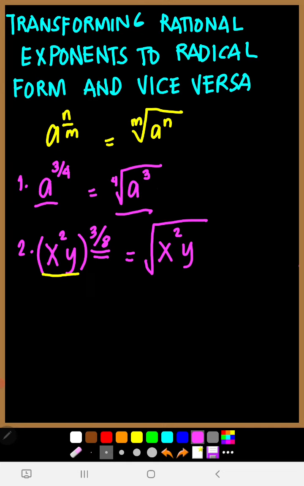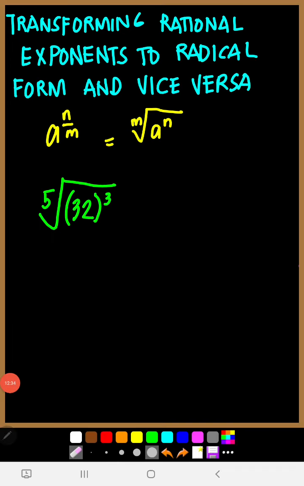But our denominator is 8, so that will be your index. And then ito, dapat nakaparenthesis siya kasi kasama siya, cube. So that is the equivalent radical form of the rational exponent quantity x squared y raised to 3 over 8.